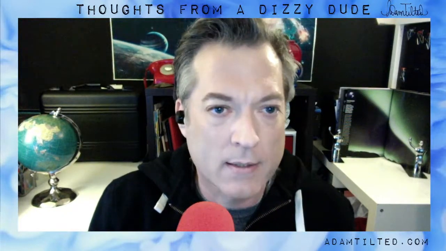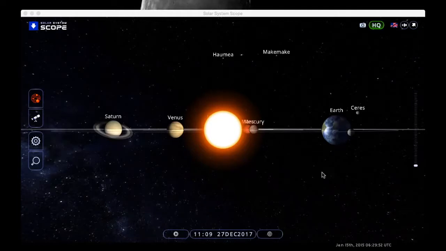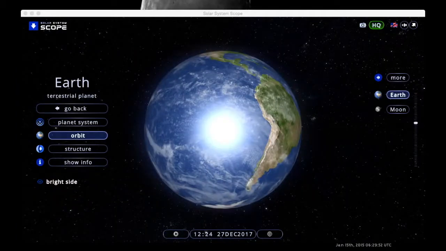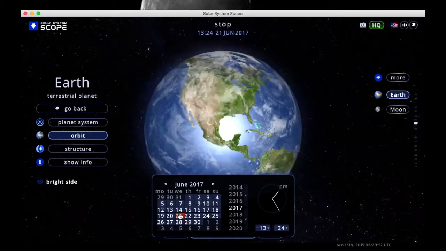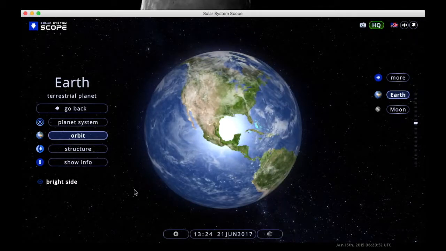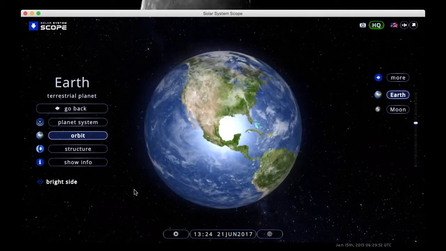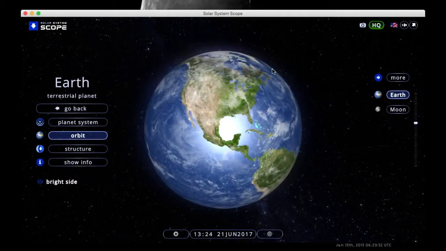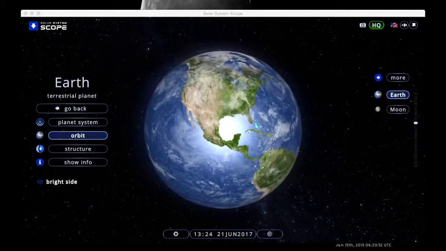And let's take a look at our simulation in Solar System Scope. And you can see Earth here, the shadow is a little tilted. In actual time, you can see where the sun is shining directly on is in the Pacific Ocean. We're going to go back to June. Now in June, you can see that at noon, the northern hemisphere, the United States, is more directly pointed towards the sun. That is our summer.